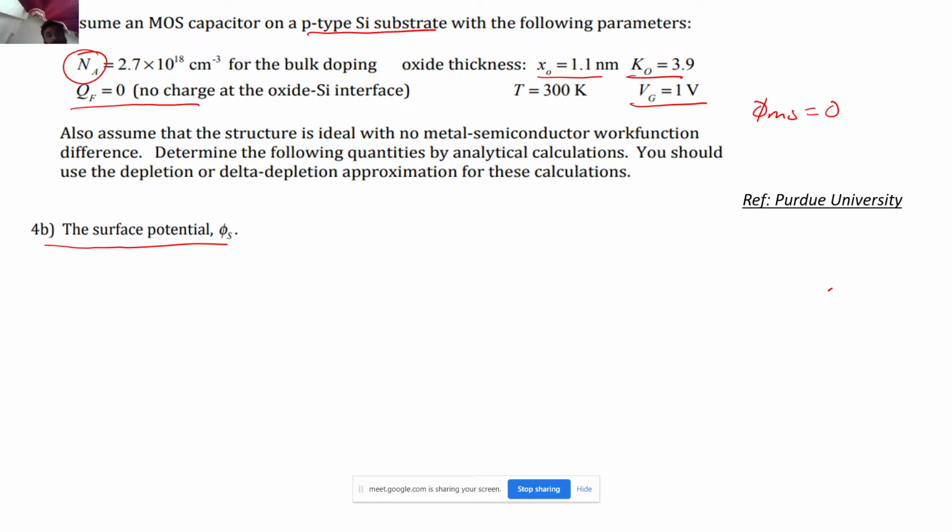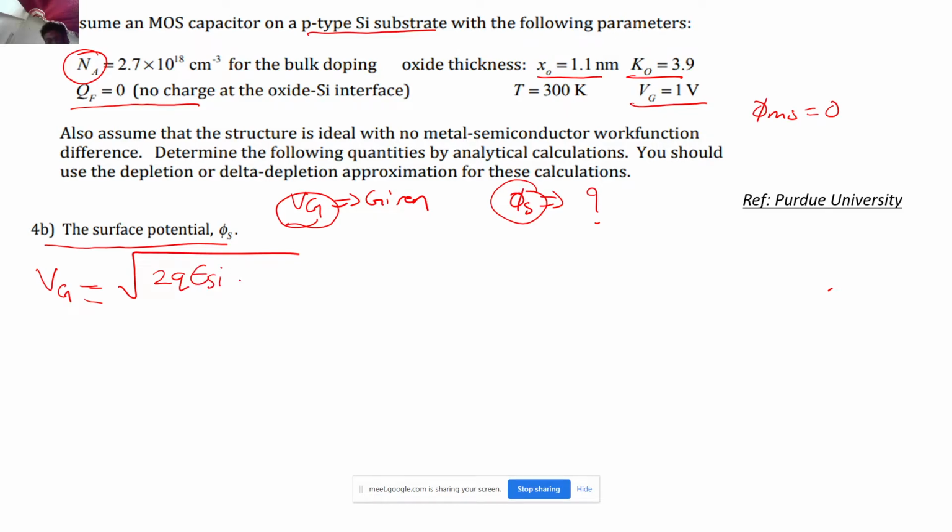Now I will just write the formula. You guys help me in solving the question. I just need to relate whatever has been given to me. Vg has been given, and phi s has been asked. I don't know this, so I need a formula which relates the gate voltage with the surface potential. So I will be using the Vg formula that you all know, and it is there in the lecture materials as well: square root of 2q epsilon Si Na times psi s, divided by Cox prime, plus psi s.